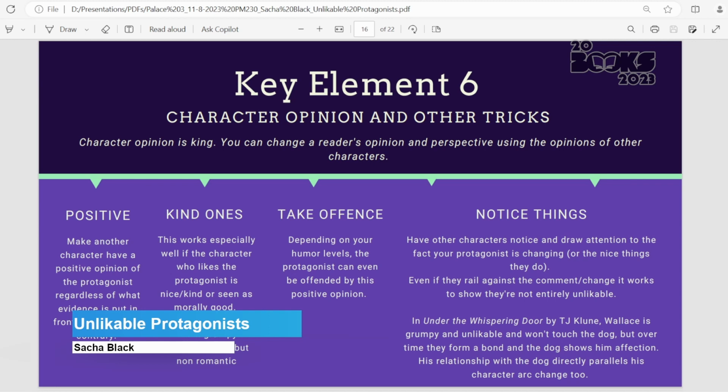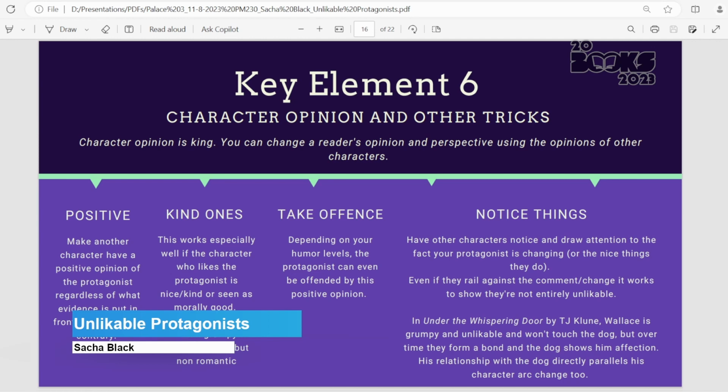But yes, okay. Depending on your humor levels, the protagonist could also be offended by this nice opinion. And this is what Wallace does in Under the Whispering Door. He gets deeply offended by this character who has a positive opinion of him, and even more offended when the sunshine character tries to defend his bad behavior. So this is using humor. You do have to be careful because obviously if you can't land the humor, it's going to have the opposite effect. But if you want to deconstruct a book that's super funny and does this well, I would recommend Under the Whispering Door.